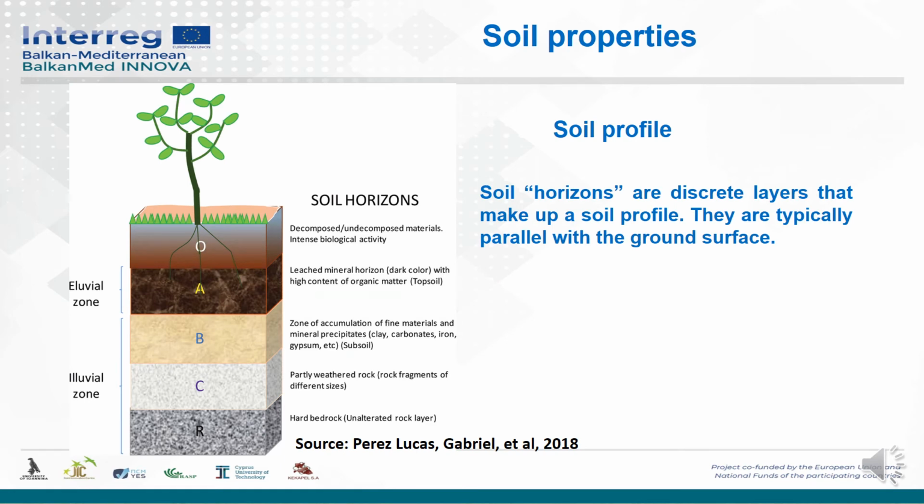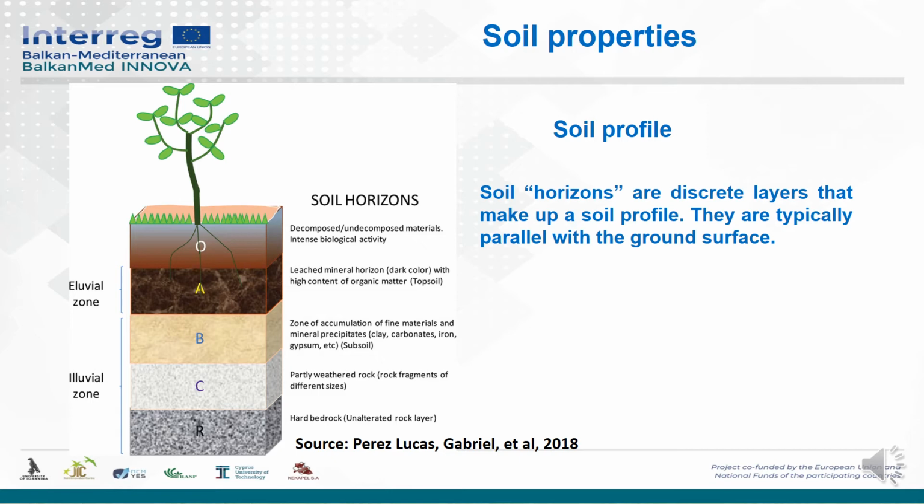Here you see a photo. That is a photo of a soil profile. But what is a soil profile? A soil profile is nothing other than different layers of the soil in the vertical profile. These layers of the soil are visible even by the naked eye. They are typically parallel with the ground surface.